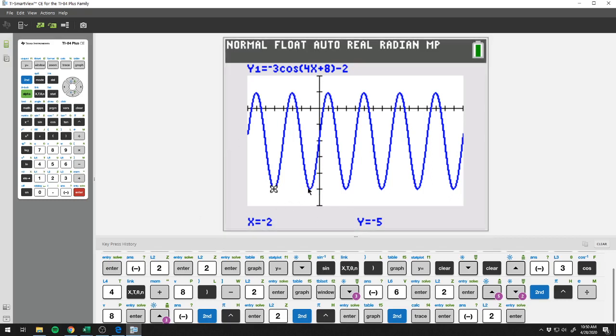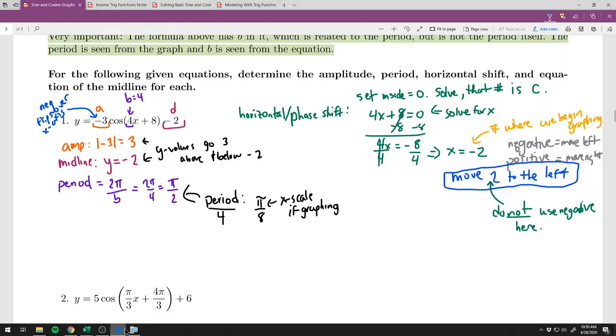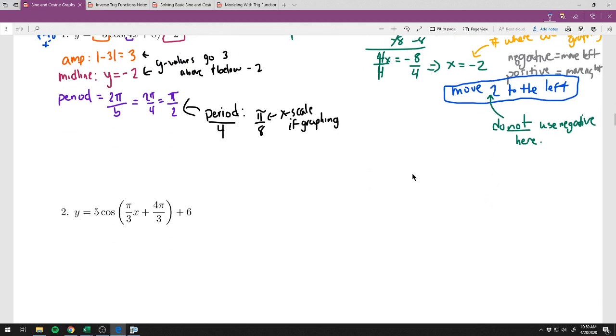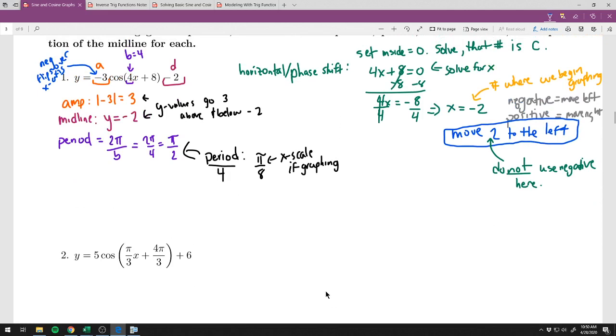You're probably not going to be able to figure out the specific number here. It's not going to be nice because it's pi over 2 over. But ultimately, that's what our amplitude, our midline, our period are, and our horizontal and phase shift and how we find it. Now, for this next one, I just want to go through and do one more. Just make sure the pi doesn't bother you. Everything is exactly the same.